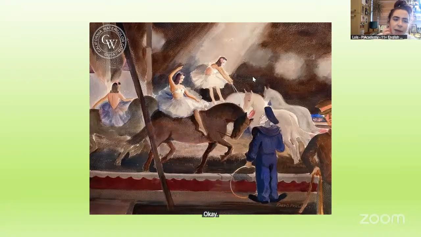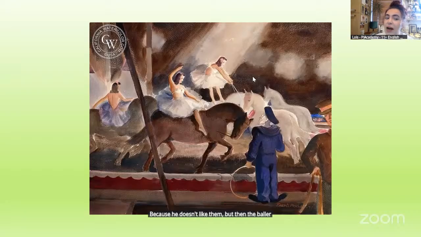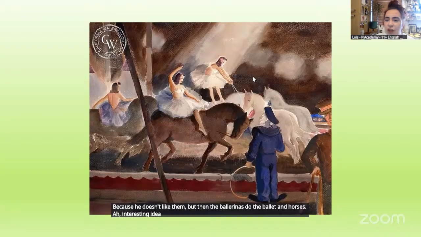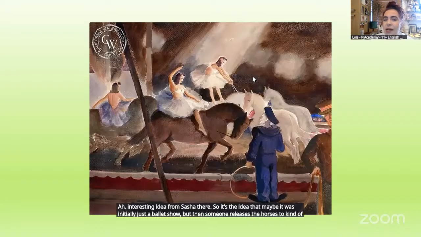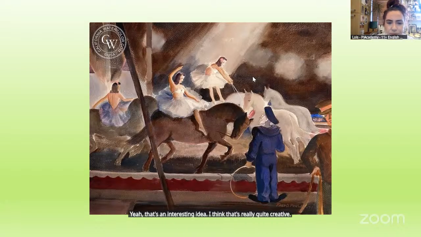Here's one. Maybe there's a ballet show. The person in the blue releases the horses on the set because he doesn't like them. But then the ballerinas do the ballet on horses. Ah, interesting idea from Sasha there. So it's the idea that maybe it was initially just a ballet show, but then someone releases the horses to disrupt it. But in the end, the ballerinas actually work really well with the horses. Yeah, that's an interesting idea. I think that's really quite creative.